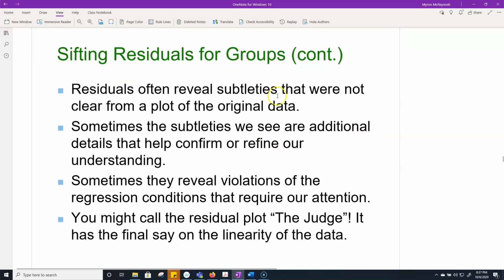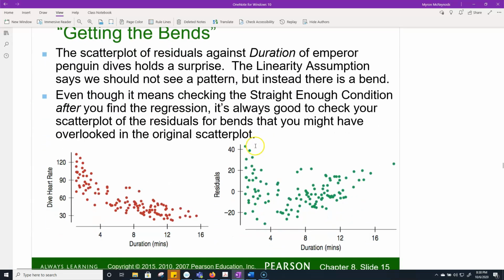So these residuals often reveal subtleties that were not clear from a plot of the original data. Sometimes the subtleties we see are additional details that help confirm or refine our understanding. The residuals, people call it the judge because it really makes you decide. It has the final say on if this is a good linear regression or not. If you can use a linear regression on this data. So when you're deciding if you can use a linear model on data, you always have to look at a residual plot. It is the judge. And here's an example of that.